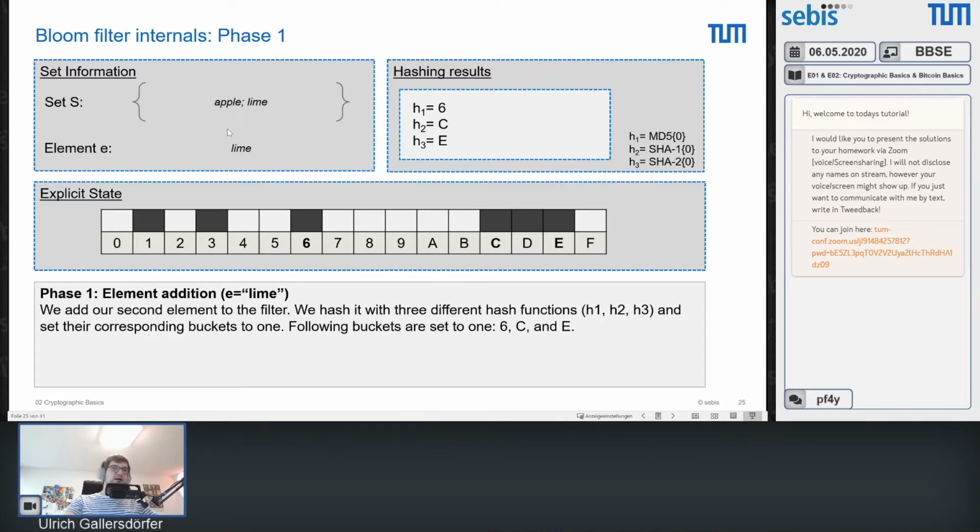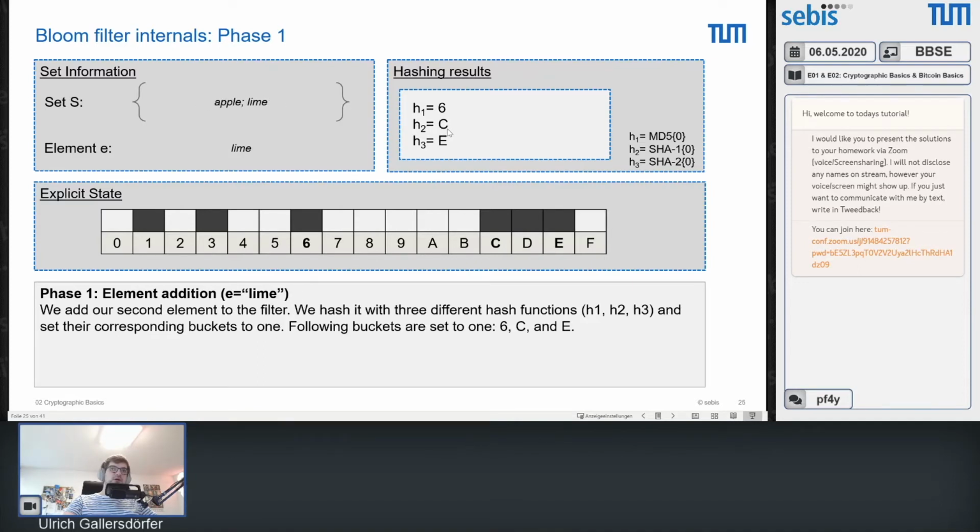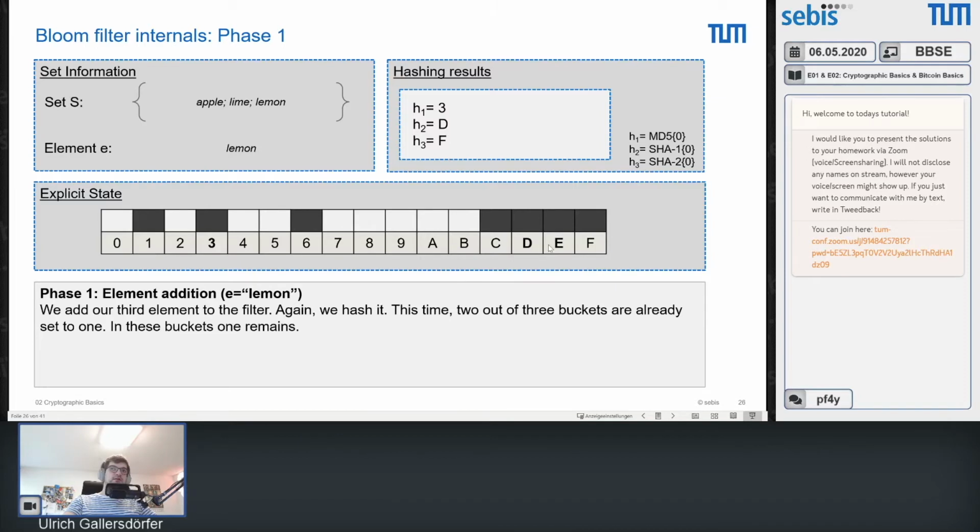This is just information for us. Other parties only see the state of this bloom filter here. Then we add a third element, lemon. We see 3DF. If you watched carefully, we already had 3 and D in the set, so only F has to be added. If a hash function hits a bucket which was already set to 1, then it remains at 1. That's the idea here; it remains, and we will see the reason why.